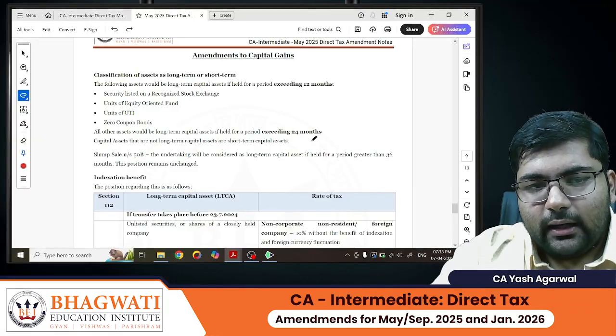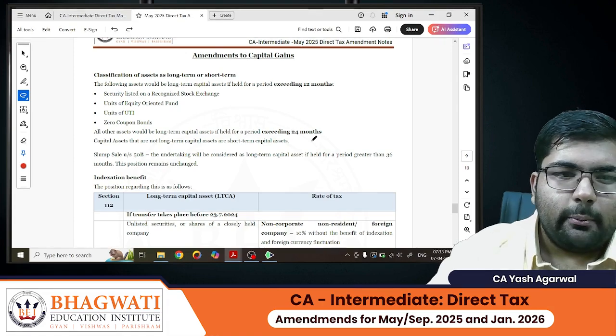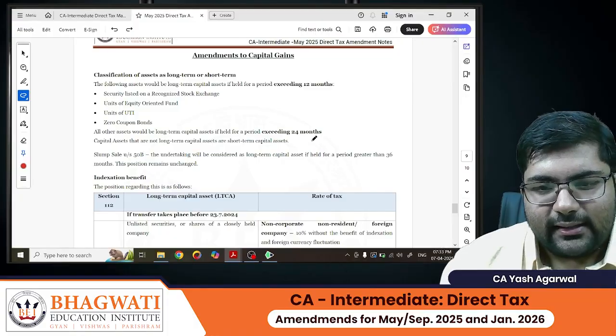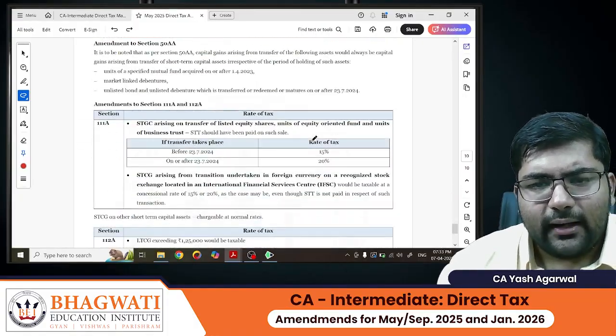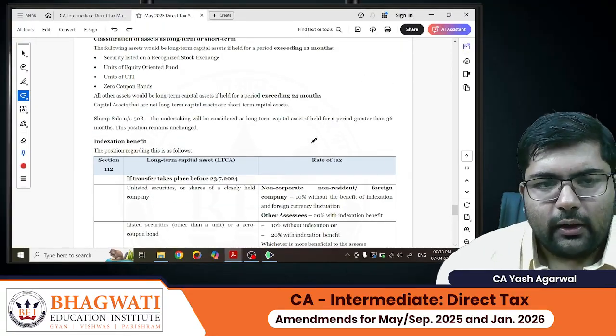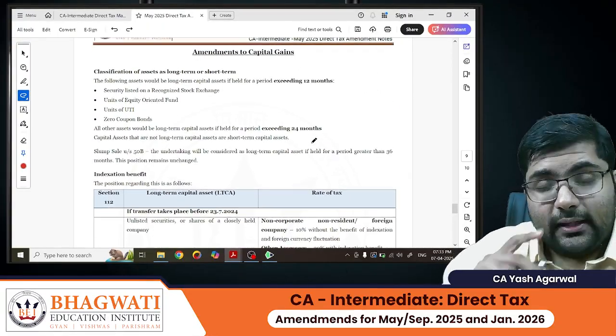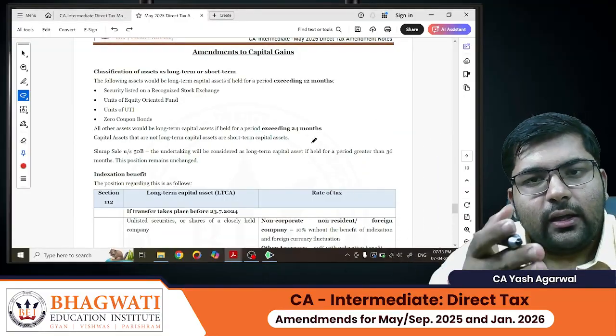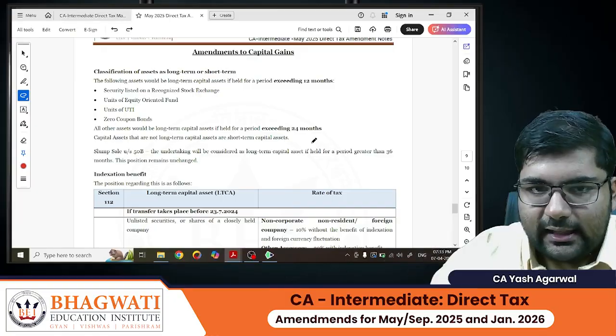Why am I calling it a full revamp? Why am I not saying it's just an amendment, small points, this and that? You'll see when we solve questions on this, you'll understand it. For now, we are only looking at the amendments, so it might seem a little bit small to you, but eventually you would understand why I'm saying it's a revamp. So please approach capital gains with a fresh mind. That's why even in the amendment notes, you're seeing it as a whole separate section in itself.